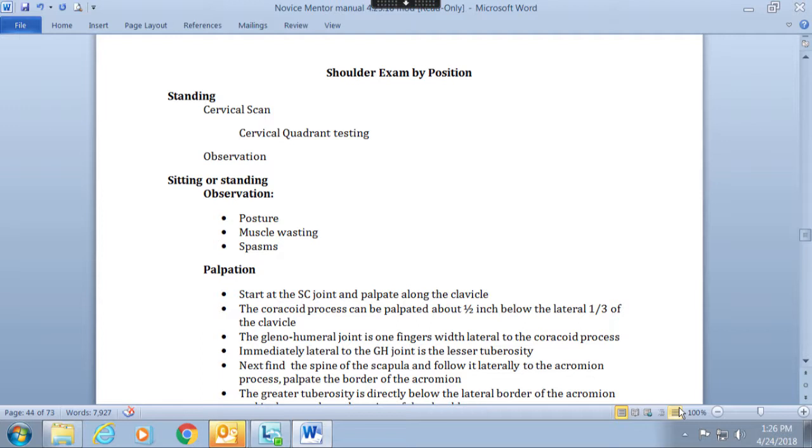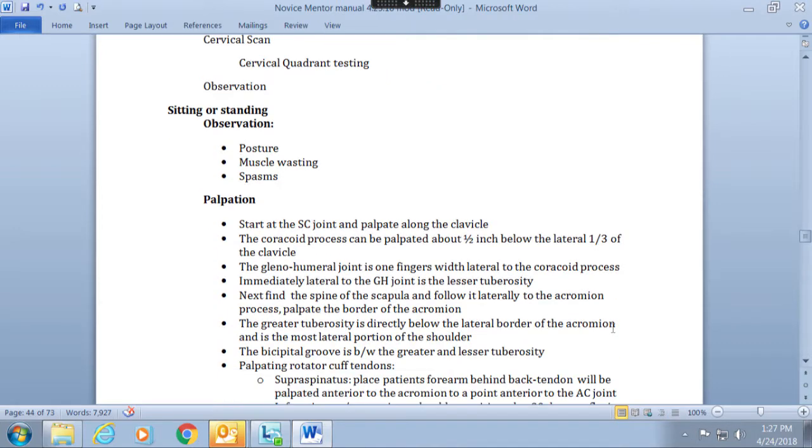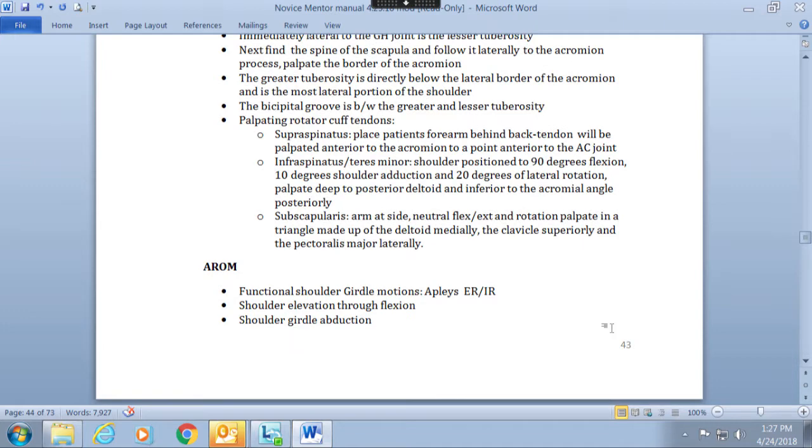As we continue to work through our exam, you can also work through your posture and your palpation exam. The key to your palpation exam is that you're going to be very systematic. Remind them to start and do the same thing every time. Maybe start at the SC joint, work your way through the clavicle, coracoid, etc. You can go through each component of that.